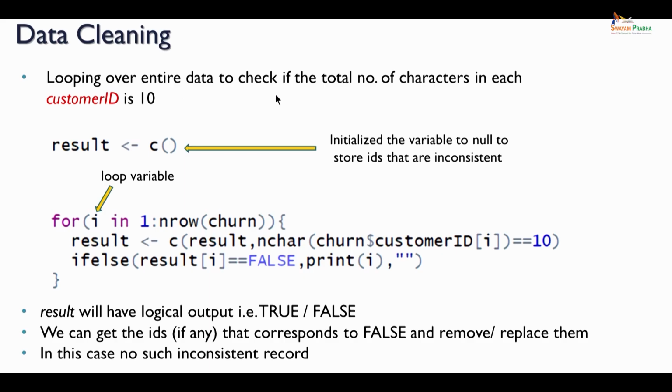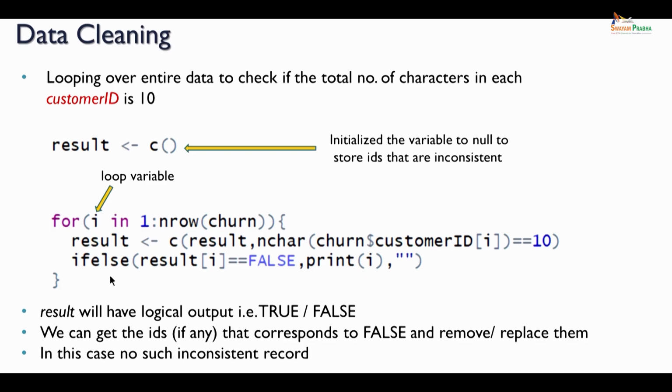To check if the total number of characters in customer ID is 10 or not, I am going to loop over the entire data using a for loop. We have first initialized the variable to null, which stores the IDs that are inconsistent, and the loop variable will run from the first observation to the last observation of churn. First we will check the number of characters under customer ID, if that is equal to 10 or not, and it will store the values to a variable called result.